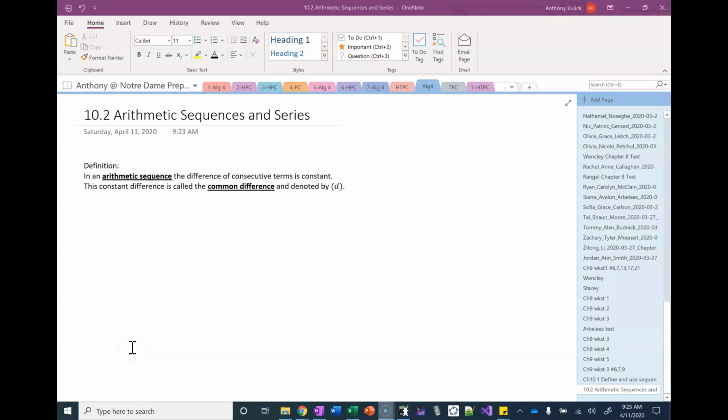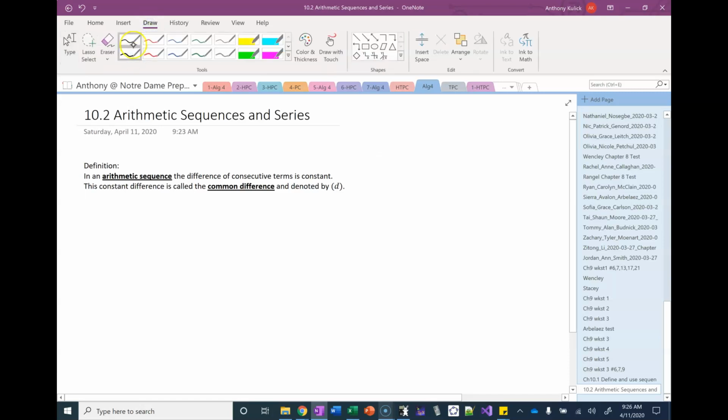In this section, section 10.2, we're going to be looking at a special type of sequence and a special type of series known as the arithmetic sequence and the arithmetic series. The definition for an arithmetic sequence is that the difference of consecutive terms is constant. We refer to this constant difference as the common difference and denote it with the letter d. We hinted at this being important in the previous section, just briefly, so if you don't remember, that's okay.